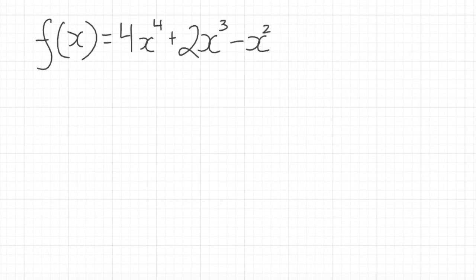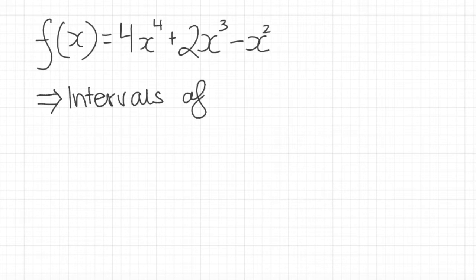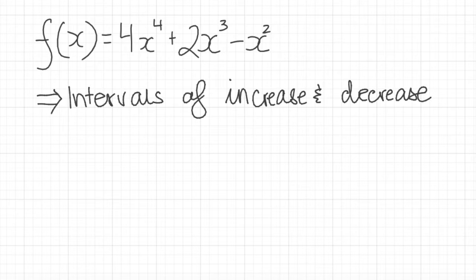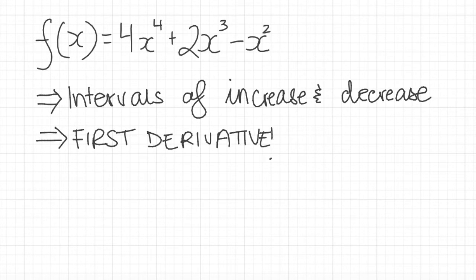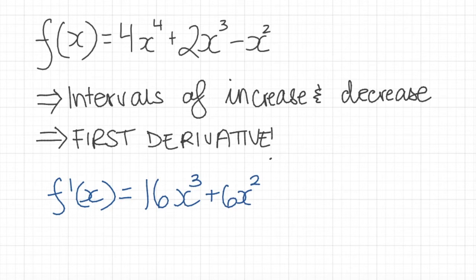Discussing first derivatives. Consider the function f of x equals 4x to the power of 4 plus 2x to the power of 3 minus x squared. We need to determine the intervals of increase and decrease, and we do so through the first derivative. f prime of x is equal to 16x cubed plus 6x squared minus 2x.